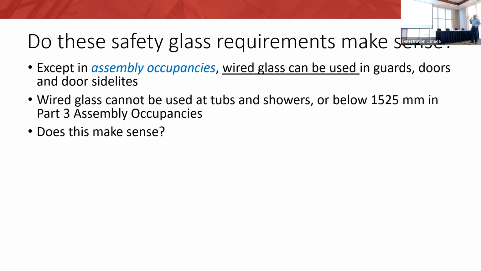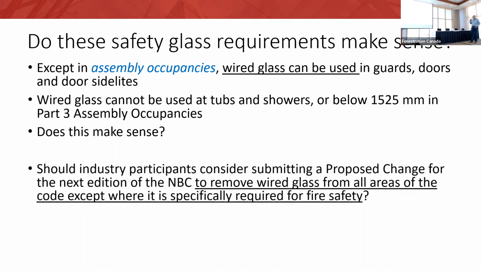So do these requirements make sense, especially the one where wired glass can be used in doors and door side lights? If industry participants consider that, should we propose to remove wired glass from those areas of the code except where it's required for fire safety? That's something that could be considered, and I think a really good case could be made for that. You guys have any thoughts on the matter?